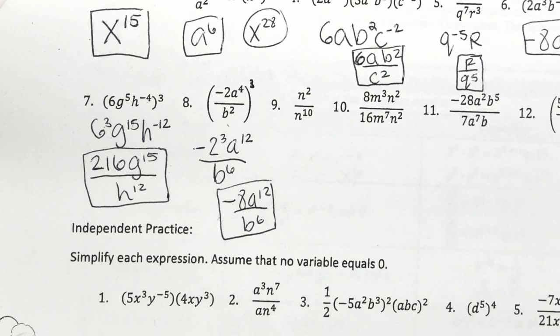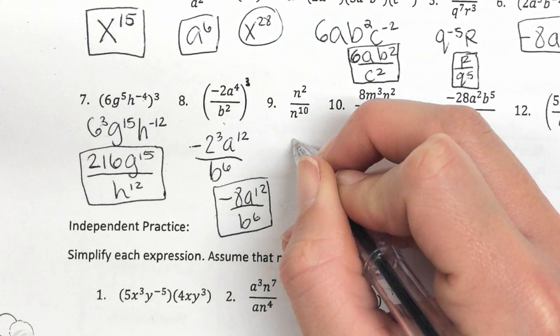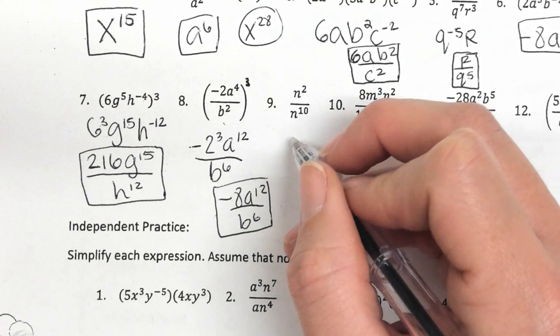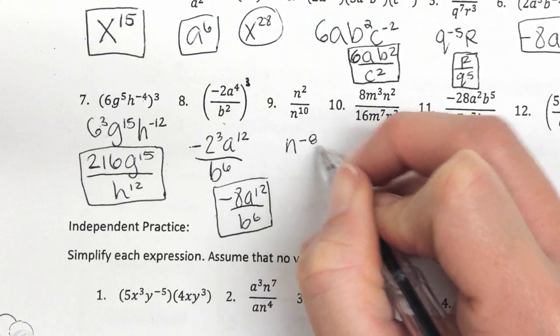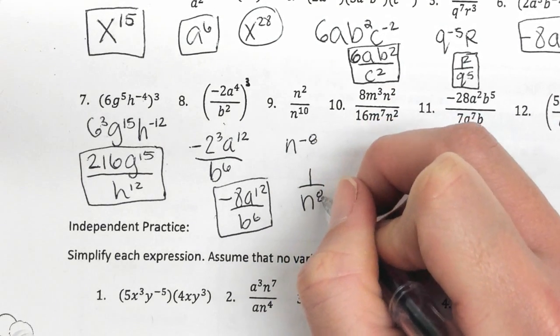Go ahead, Zach. The negative 8 part? Okay, the negative 2 cubed is the same thing as what? Negative 2 times negative 2 times negative 2. Okay. Alright, what's the next one going to be? Good. So when we subtract them, we'll get into the negative 8. We have to move it to the bottom, so our final answer will be what? 1 over n to the 8. Good job.